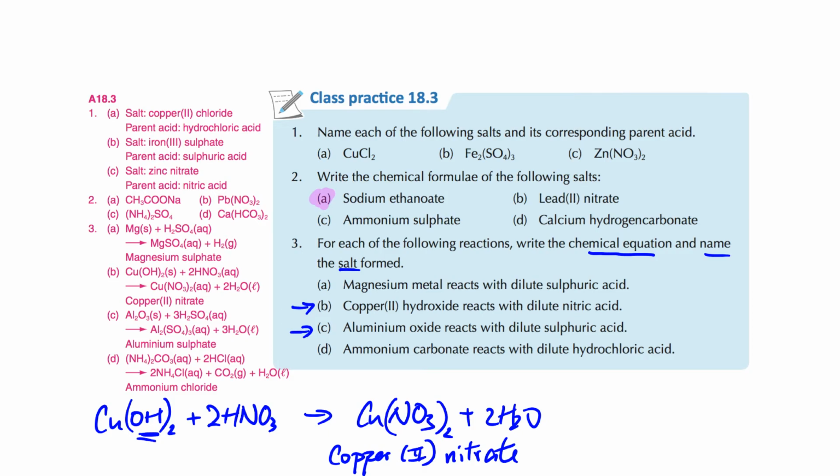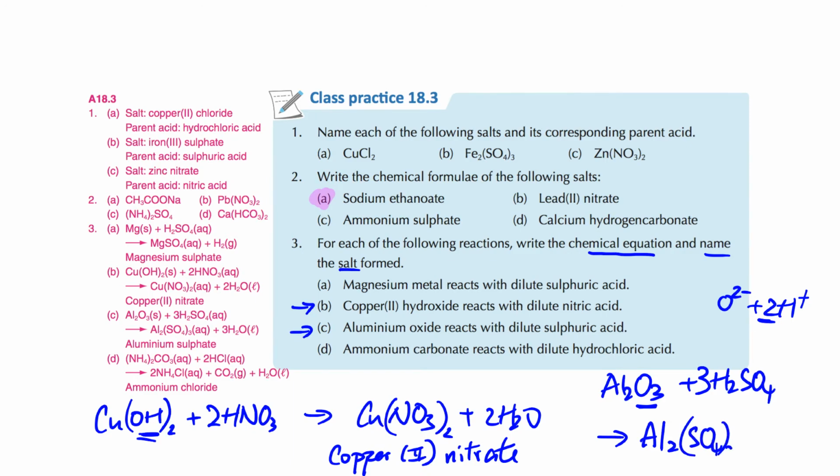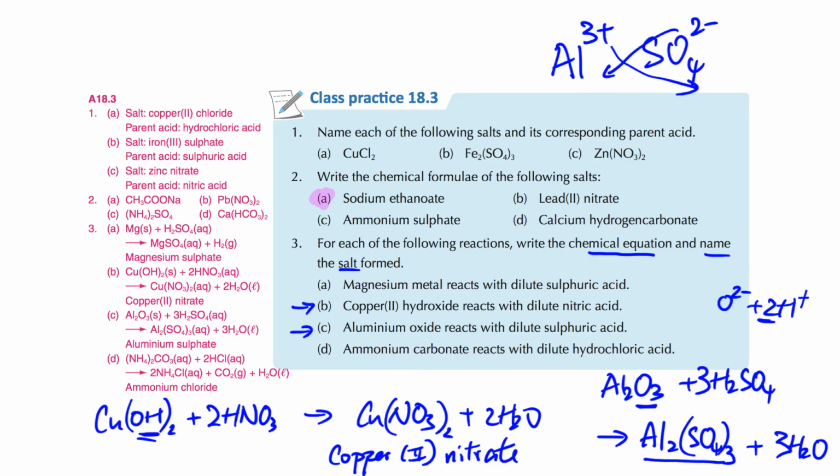Part C, aluminium oxide and also sulfuric acid. Remember you have 3 O there. For each O you need 2 H+. So therefore we need 3 sulfuric acids. The product that they form will be aluminium sulfate, and also H2O, we have 3 of them. How can I know that? Because we have Al3+ and SO4 2-. When we use the cross method, we have Al2(SO4)3.